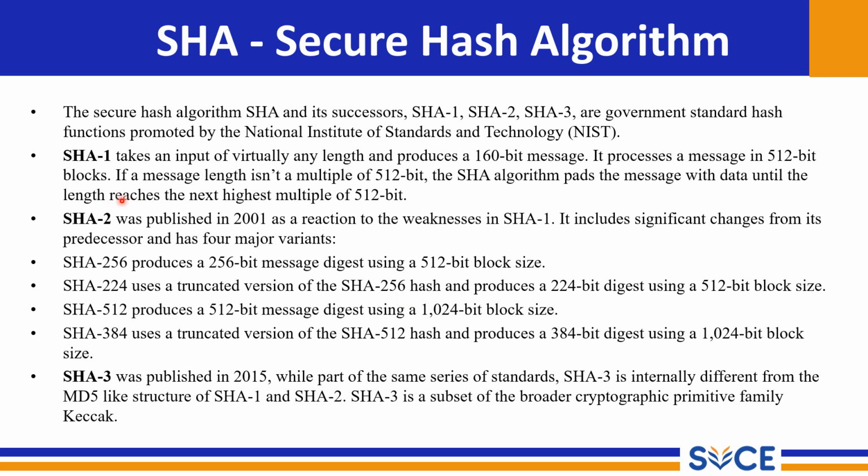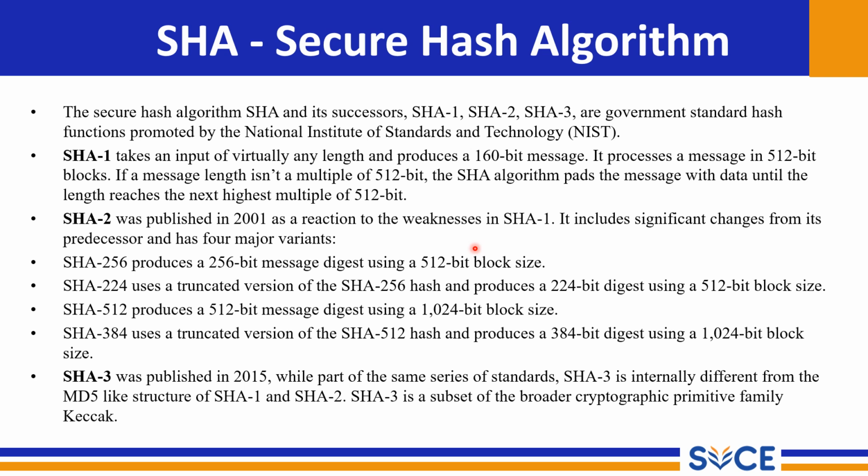Next is SHA-2, which was published in the year 2001. It is a reaction to the weakness of SHA-1, and it includes significant changes from its predecessors. It has four major variants coming under the SHA-2 version: SHA-256, SHA-224, SHA-512, and SHA-384.